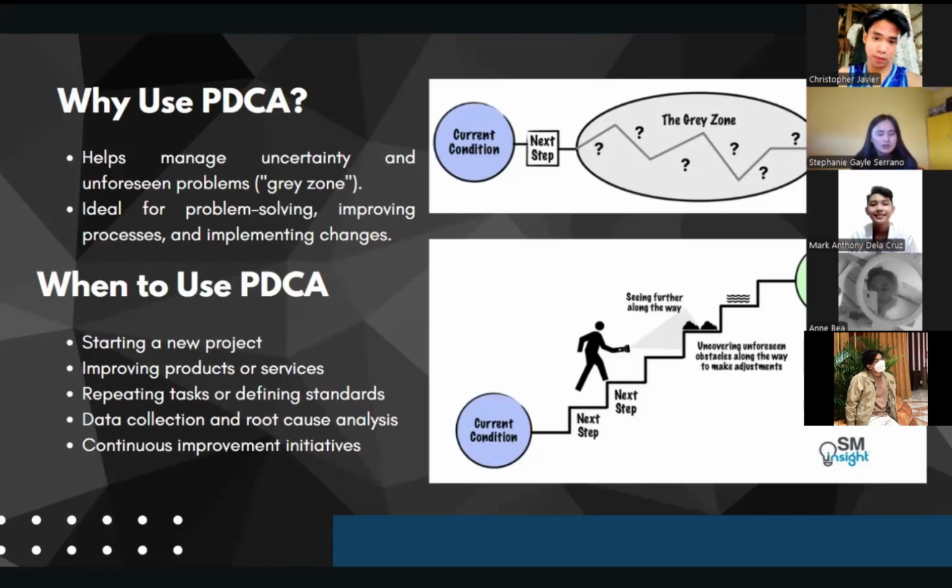Okay, so when to use the PDCA cycle. First is starting a new improvement project, developing a new or improved design of a process, product, or service. Next, defining a repetitive work process. Planning data collection and analysis to verify and prioritize problems or root causes. Implementing any change and working toward continuous improvement.